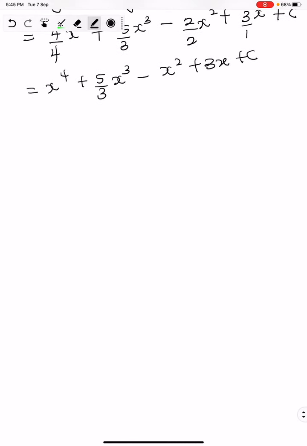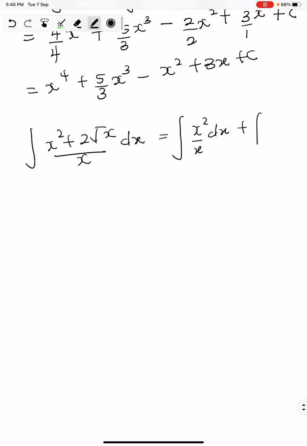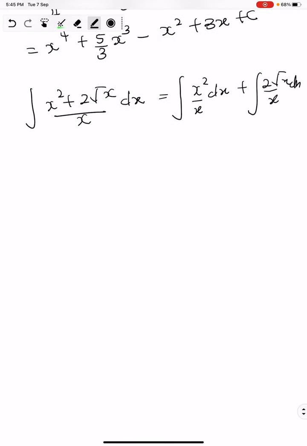Let's look at another example. If we have the integral of x squared plus 2 times square root of x, all divided by x, dx, we can simplify this to give us the integral of x squared over x dx plus the integral of 2 root x over x dx. If we simplify this, we'll get the integral of x dx plus, you can put the 2 out, 2 times the integral of x to the power minus 1 over 2.